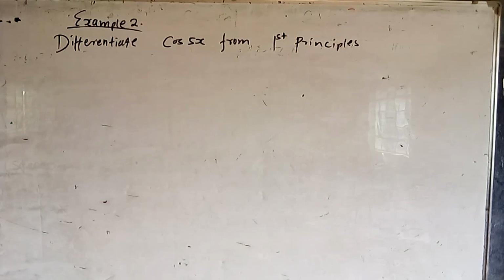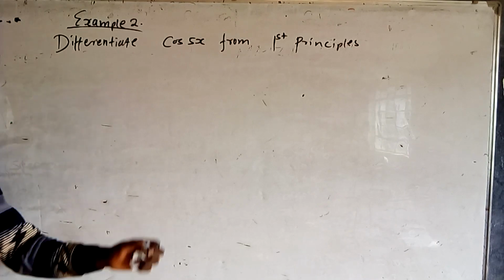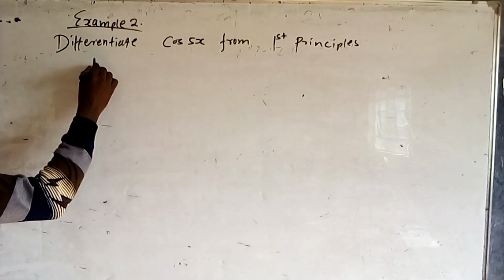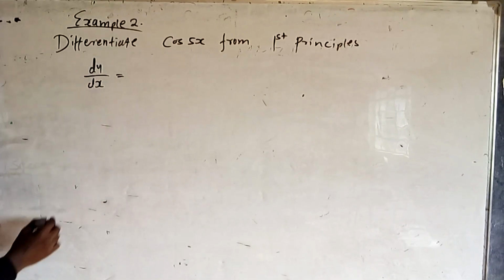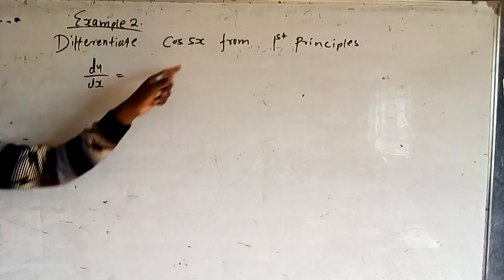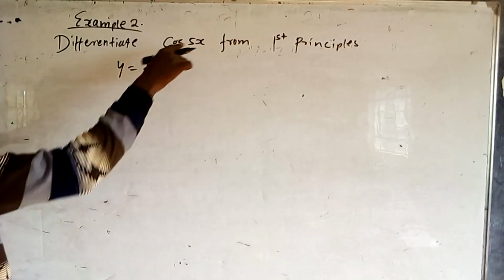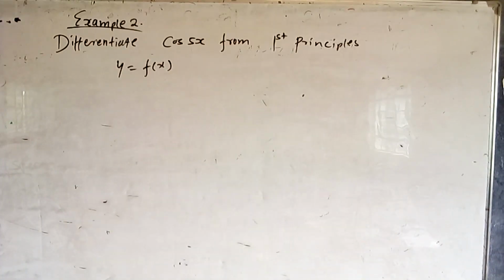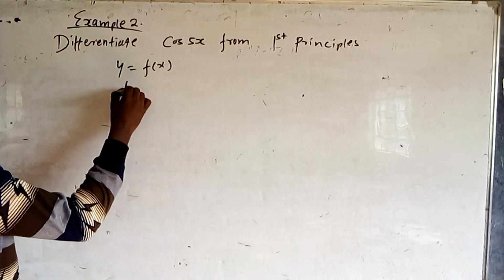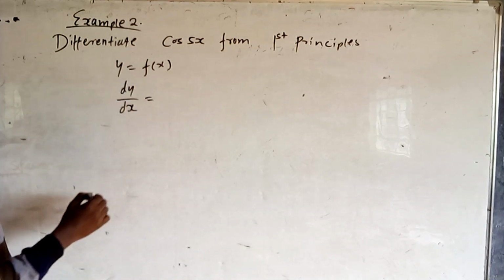Differentiate cos 5x from first principles as usual. The derivative of any curve from the first principle: because this is a function of x, you let y be the function of x, because we've been given the function in terms of x. So the derivative of a curve is given by dy over dx.